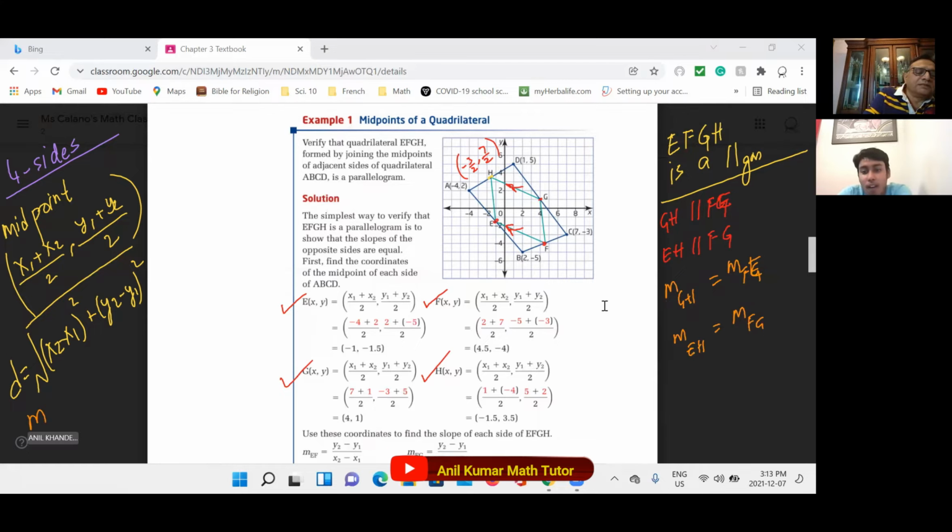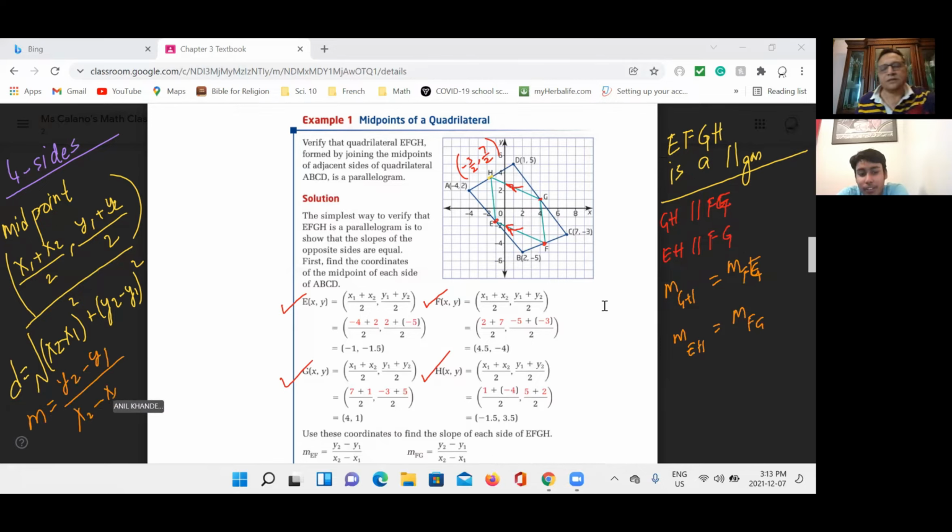The formula is m equals y2 minus y1 over x2 minus x1. Simple as that. So once you do that, you can check that these slopes are equal and therefore the lines are parallel. Another thing you could do is also find the length of opposite sides. Length should also be equal, correct? Okay, sir.